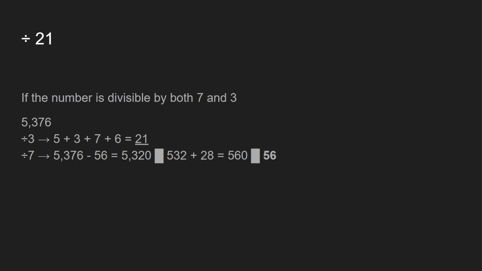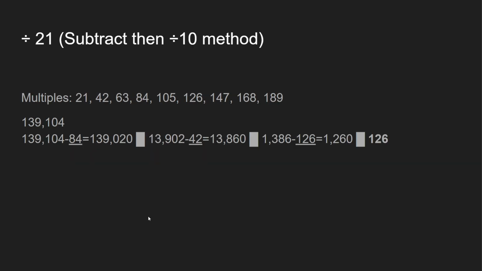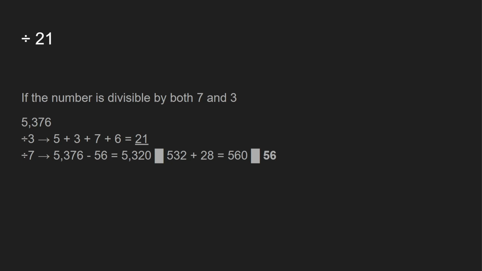So for divisibility by 21, you have to know if it's divisible by both 7 and 3. So I proved right here divisibility by 3, and I proved right here divisibility by 7. There's also the subtract then divide by 10 method if you want to do that instead. Both of these methods work.